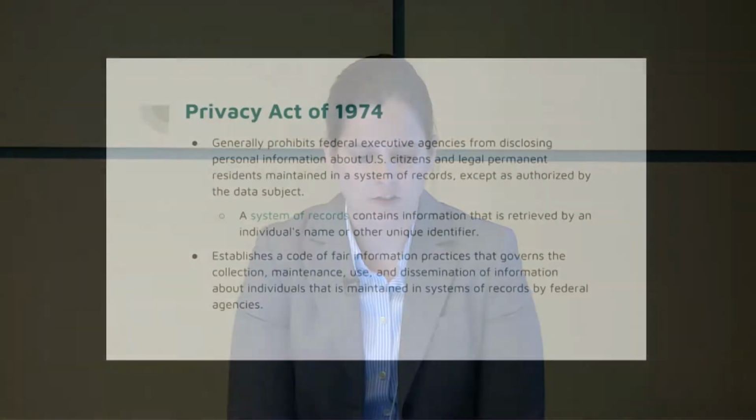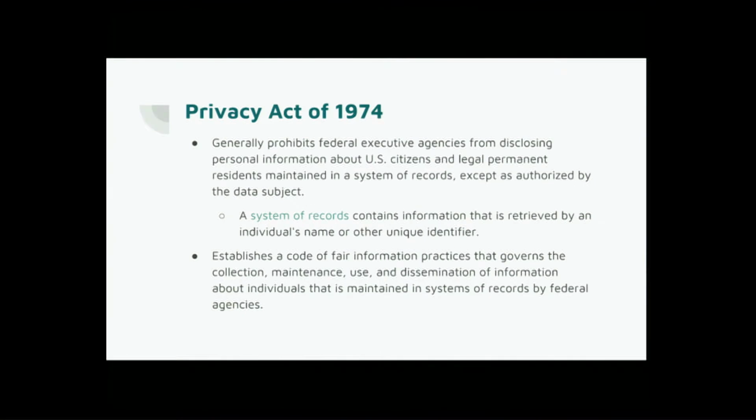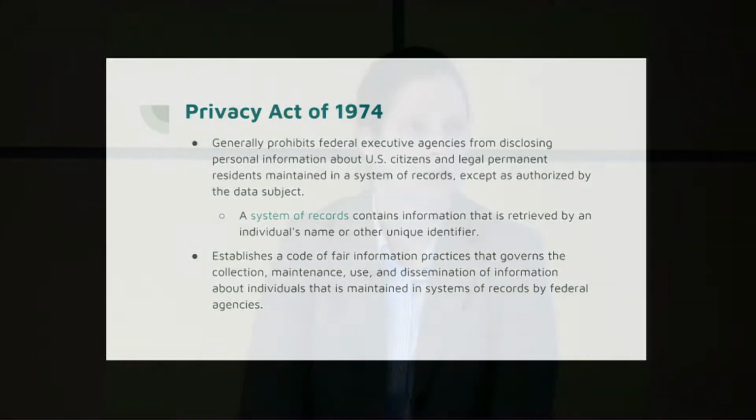It's rather narrowly defined. The Privacy Act establishes a code of fair information practices that governs the collection, maintenance, use, and dissemination of information about individuals that's maintained in systems of records by federal agencies. This is the source of the FIPS, the Fair Information Practice Principles that you may be familiar with.